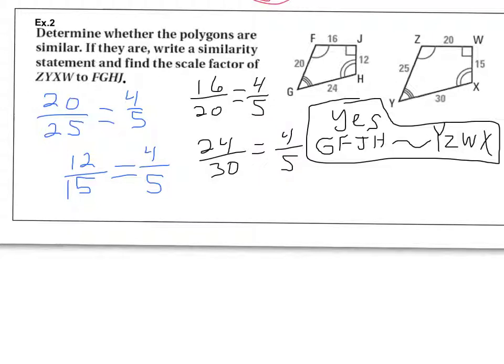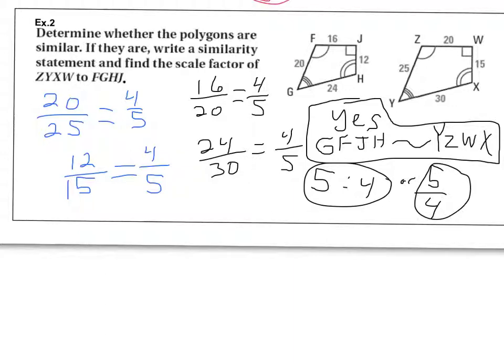All right, last question. Find the scale factor of ZYXW to FGHJ. So we have to go in that order. We have to start with the Z one and go to the F one. So we've already figured out that the ratio from the small to the large is 4 to 5. So if they want us to go in a different order, that's fine. The scale factor would then be 5 to 4. Or you could write it as a fraction. If you wrote it as a fraction, it would be 5 over 4. So that is the scale factor.